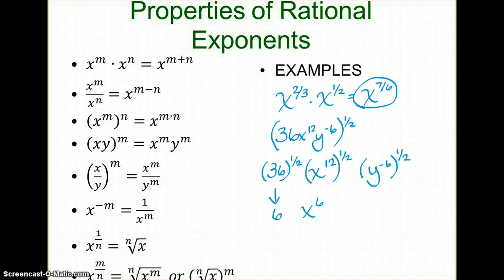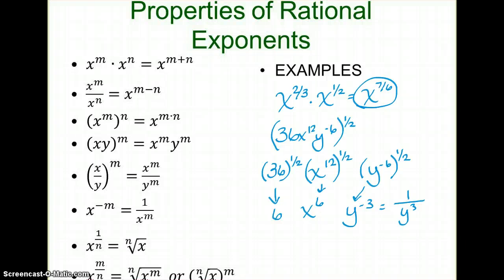And then finally, the y part over here has the same property that I just used. This time it's a negative 6 times a 1/2, which is simply going to give me a negative 3. Looking at all these pieces together, the last thing I want to do is, I do have a negative exponent, and according to my properties, I go ahead and do the reciprocal of that. So that's going to end up being 1/y to the 3rd power. And don't forget to make your exponent positive once you do the reciprocal.